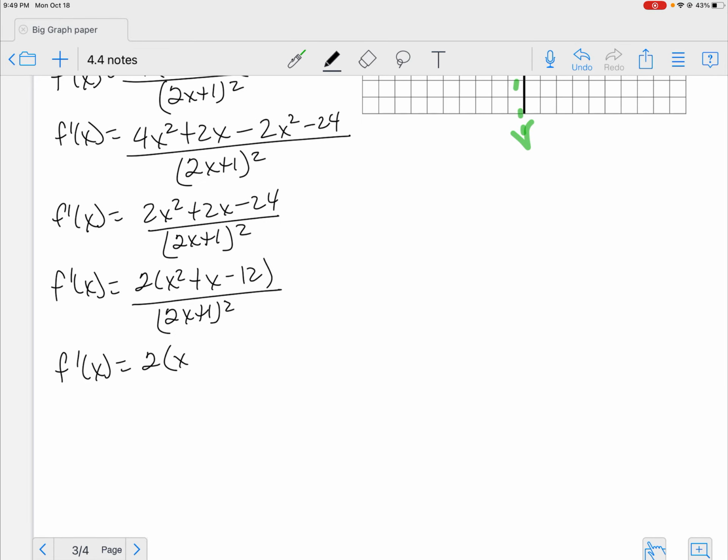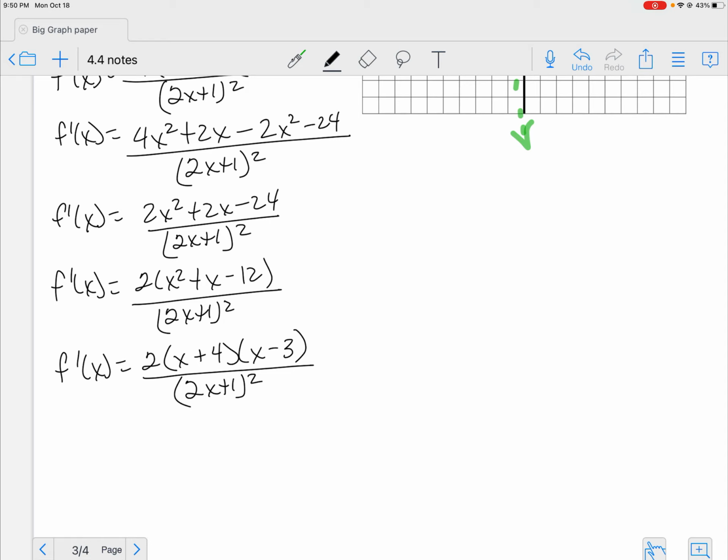So I've got x and an x, a minus in the back, so I know my signs are different. I want a positive 4 and a negative 3, because that makes that positive 1, right? Over 2x plus 1 squared. So just our factoring.